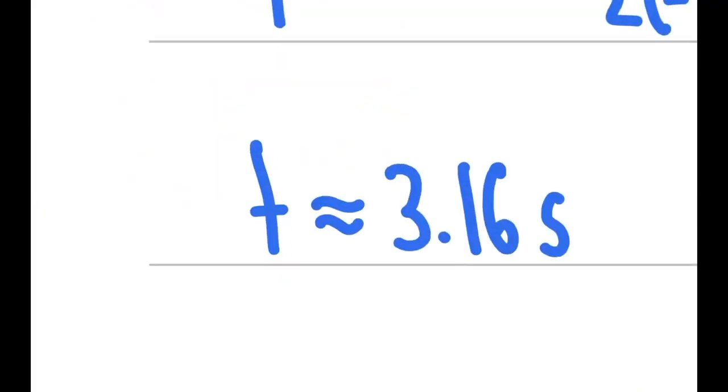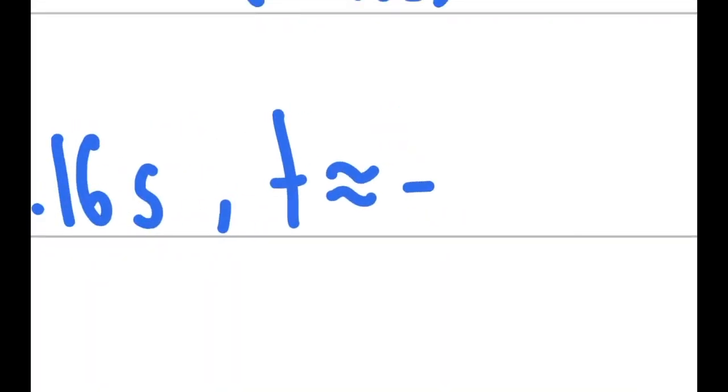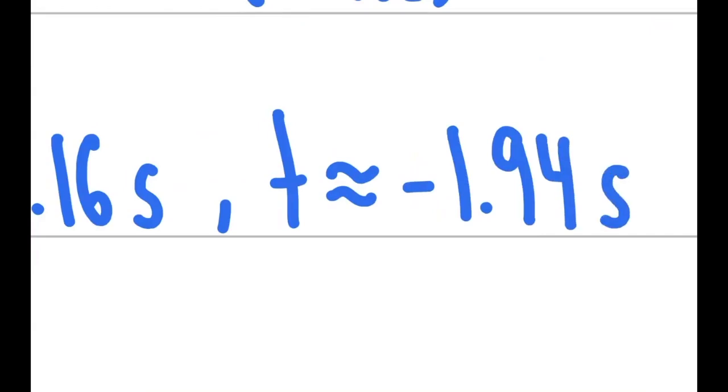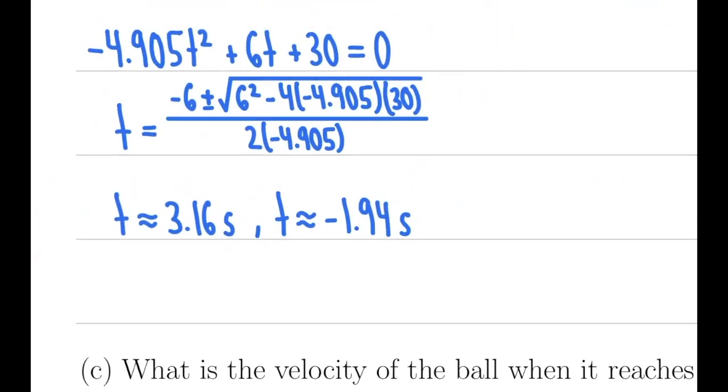So the first result you get is 3.16 seconds, and the other result is about negative 1.94 seconds. That pesky fundamental theorem of algebra saying that a second degree polynomial has two solutions. Yeah. So, which solution is physically meaningless?